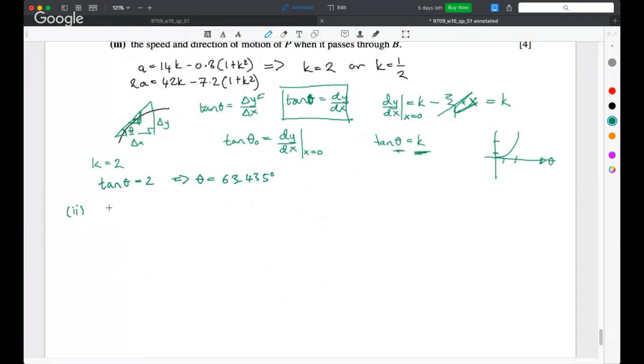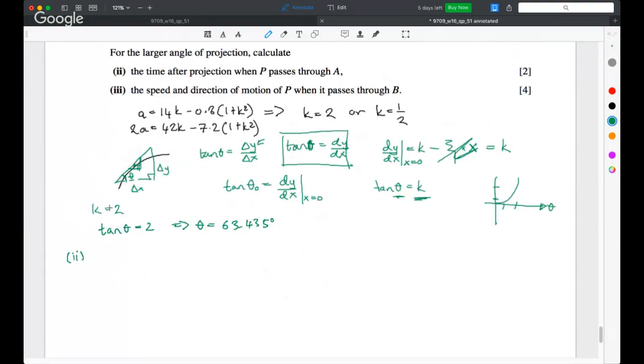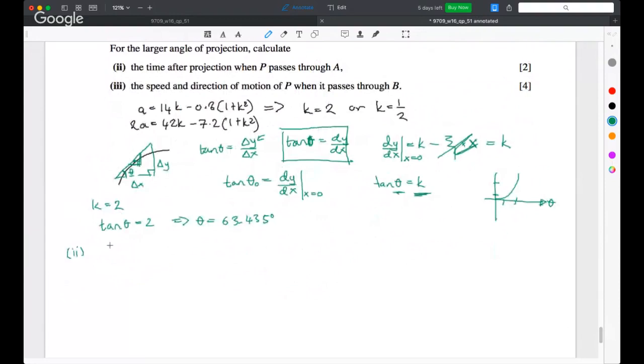Now they're asking us for the time. So we can just use the equation that distance traveled is equal to velocity times time. And therefore, the time is equal to the distance traveled over the x component of the velocity, I should actually mention, because this is a vector equation. So there's two independent components. So here it's 14 over 35 cosine theta, which is 0.894 seconds.